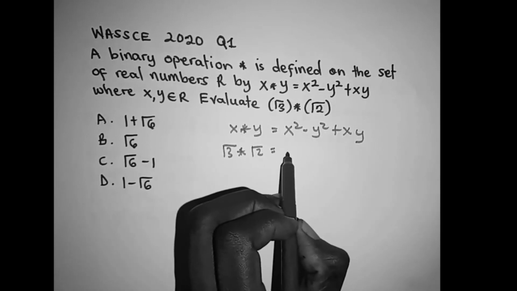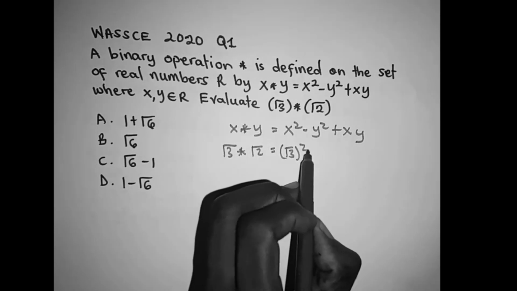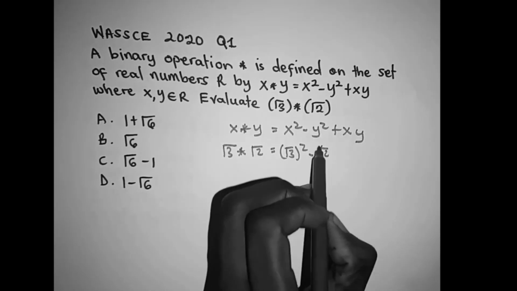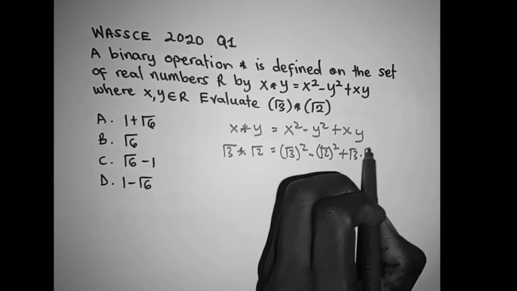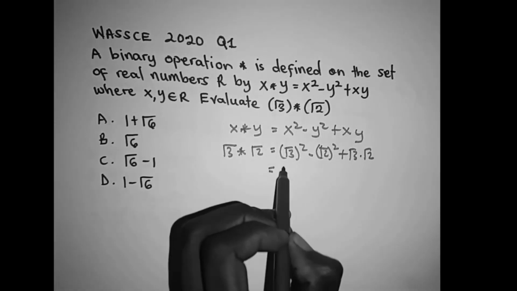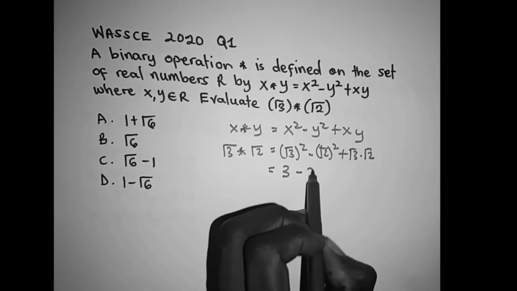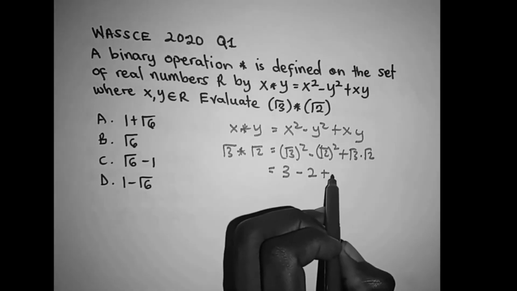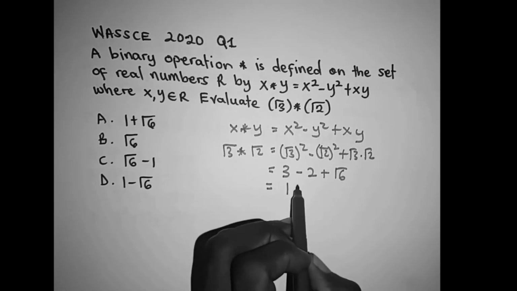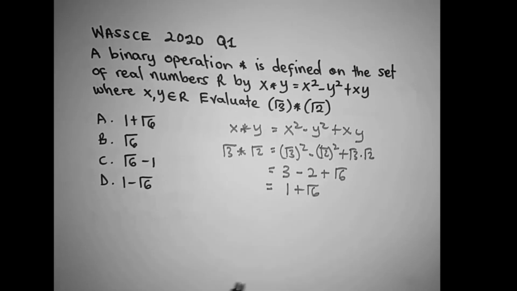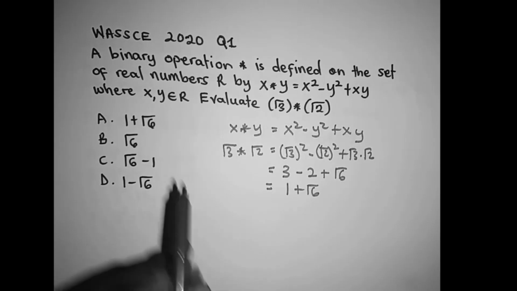This is equal to root 3 squared minus root 2 squared plus root 3 times root 2. Root 3 squared is 3, minus root 2 squared is 2, plus root 3 times root 2 is root 6. So this is equal to 1 plus root 6 as the final answer.